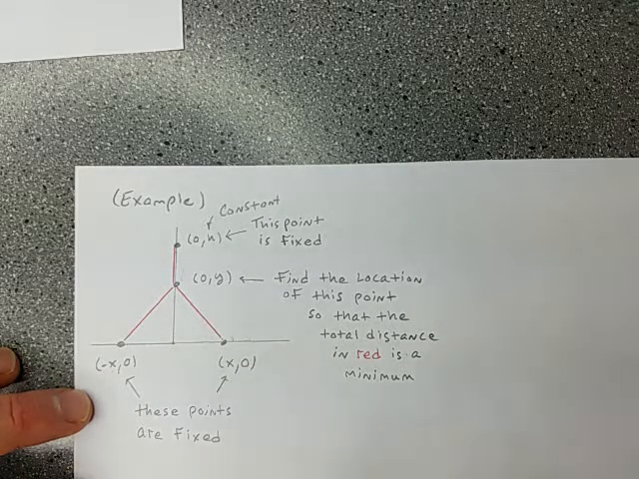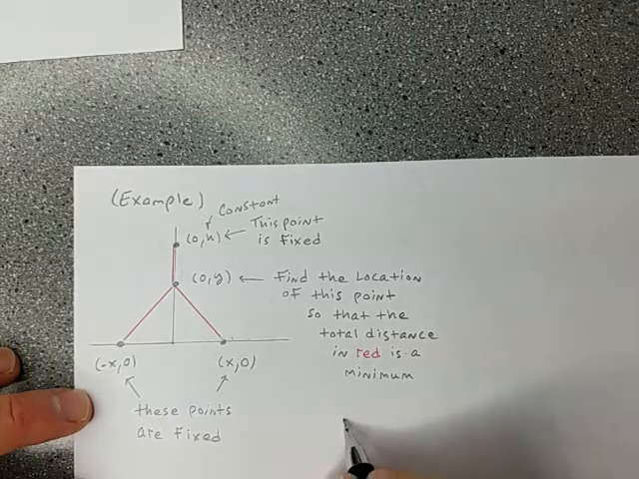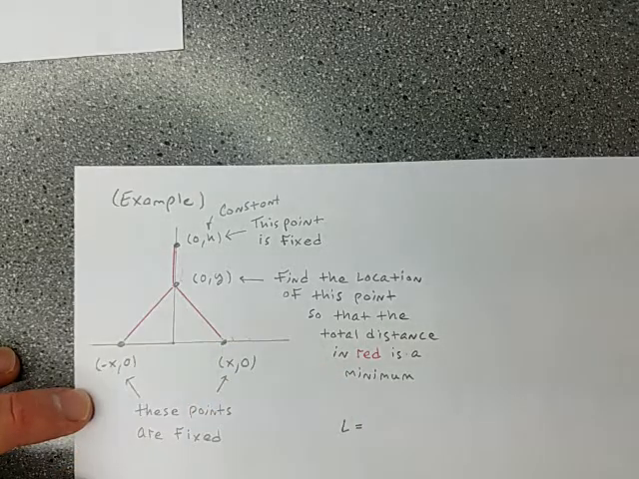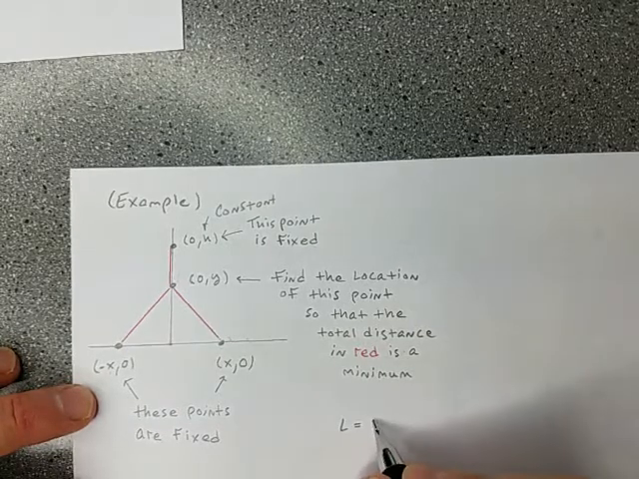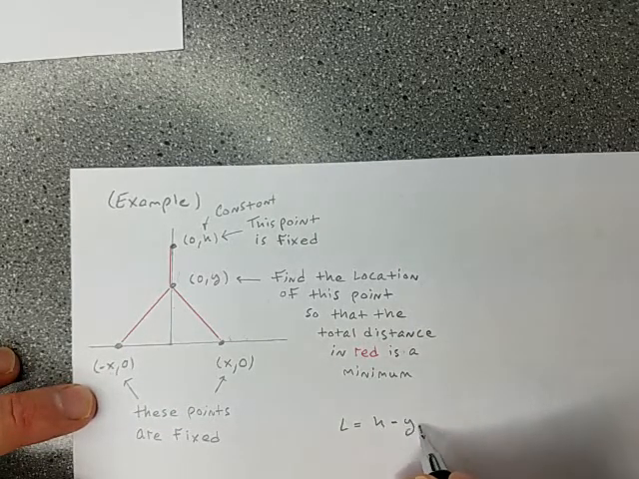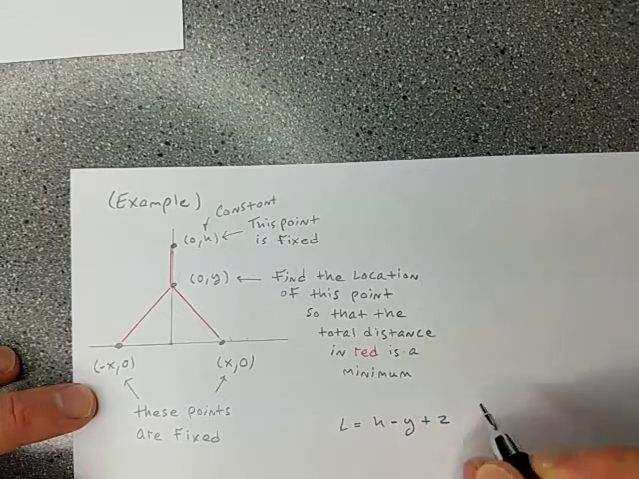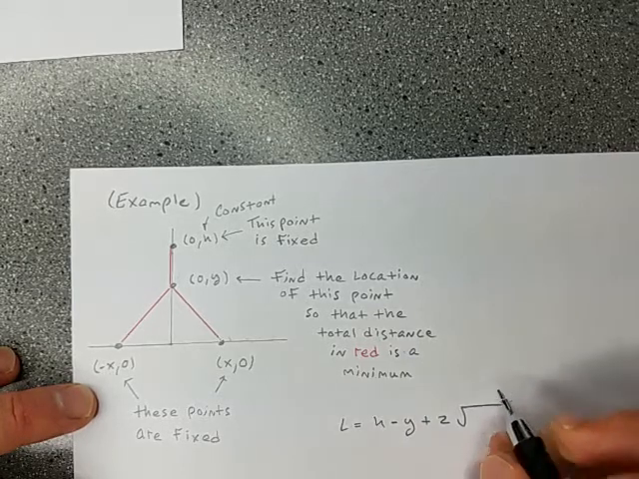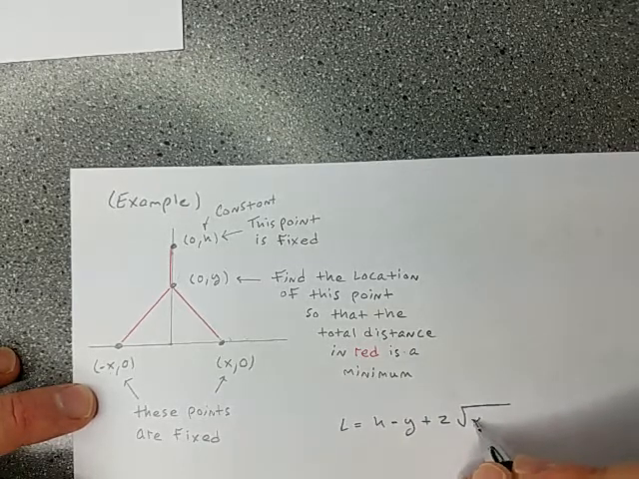Okay? So, that means that the total length of transmission line is going to be h minus y plus 2 root x squared plus y squared.